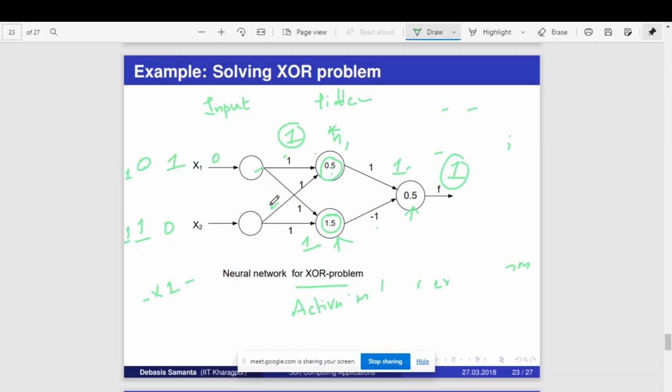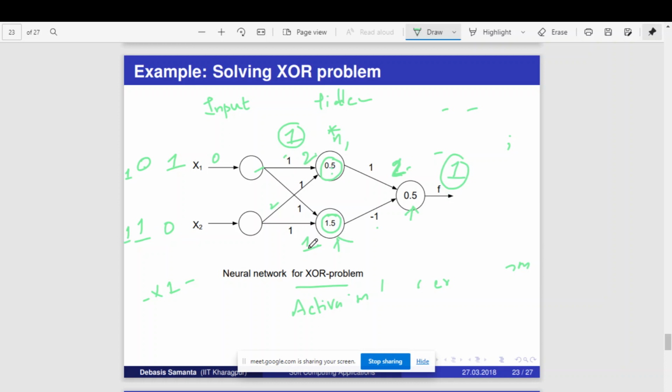So if both the inputs are 1, let us try to see what is happening. When both the inputs are 1, what will be the input here? It is 1 into 1 plus 1 into 1. So what is the input here? 2. Okay. Is 2 greater than 0.5? So yes, and then 2 into 1 is 2, and let us see this side also.